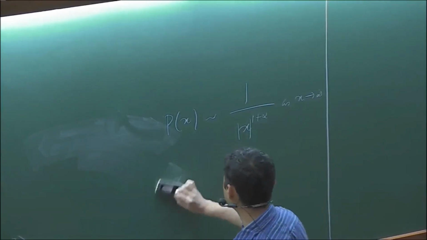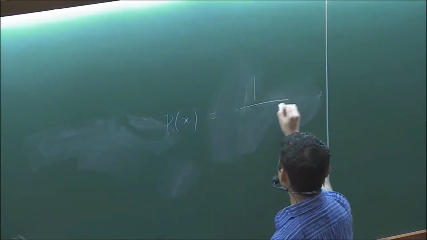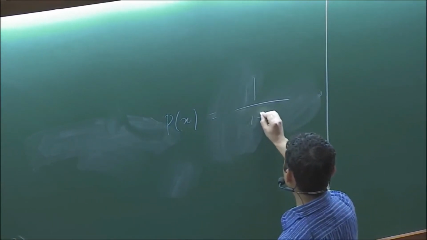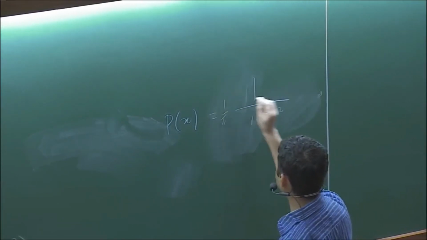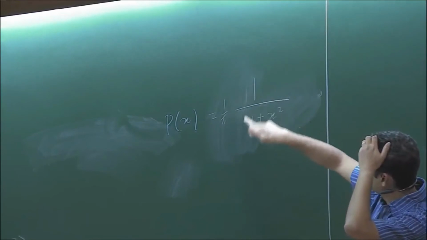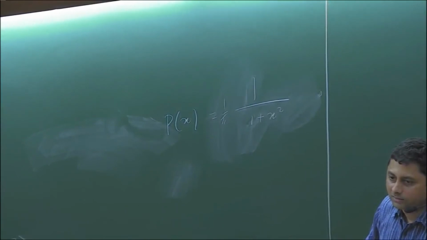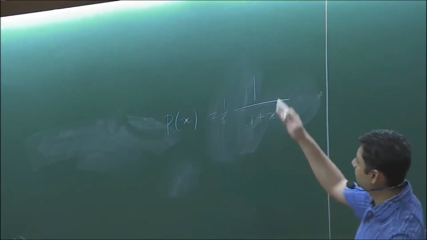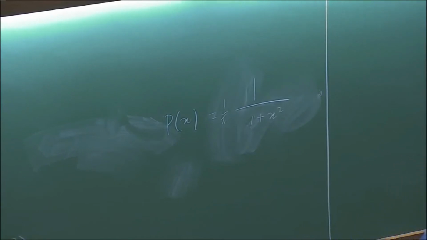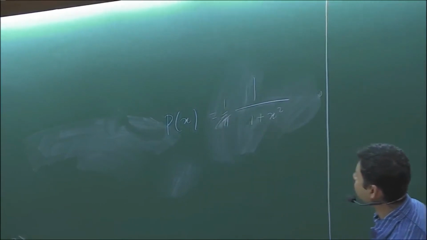So what I'm saying is, you can define a function, for example, let's look at this function: 1 over pi times 1 by 1 plus x squared. What is this distribution? This is a normalized distribution. Is it normalized? If you do this integral from minus infinity to plus infinity, what do you get? This is one of the integrals usually asked in PhD interviews. So what do you get? Okay, this is a normalized distribution.